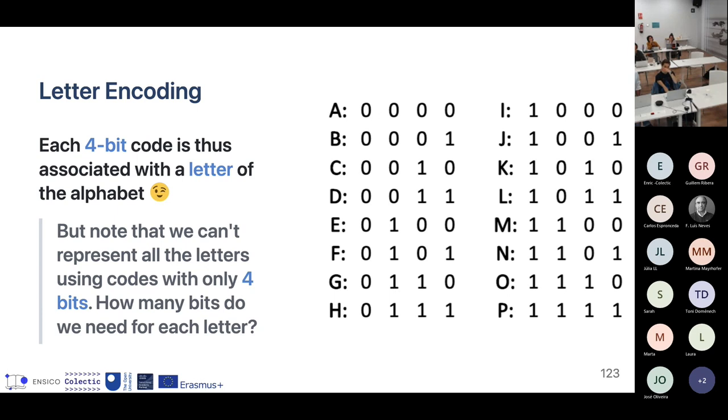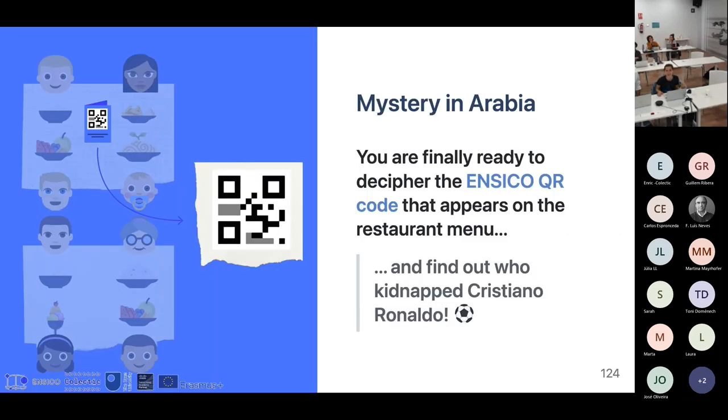So how many bits would we need to represent each of the 26 letters in the alphabet? We would need one more bit, because with 5 bits, we could represent 2 to the 5, or 2 × 2 × 2 × 2 × 2, which is 32 things, and 32 is greater than 26. So if we wanted to represent every letter in the alphabet, we would need 5 bits, not 4. But we only have room for 4 in our little baby QR code. So, you know, you have to deal with it.